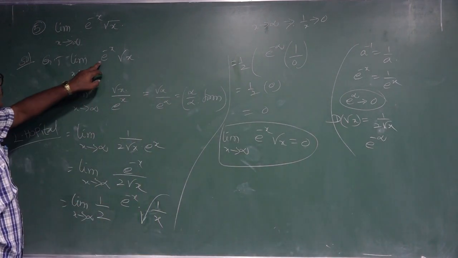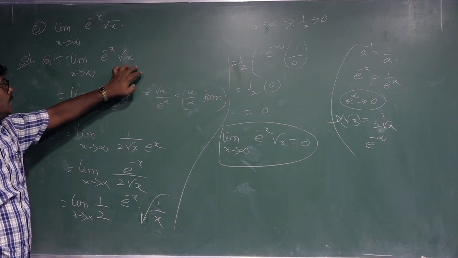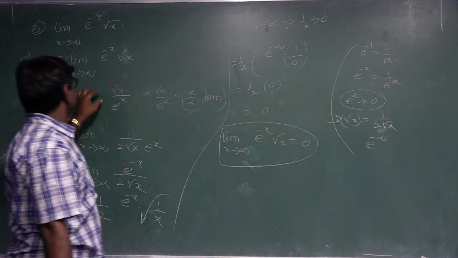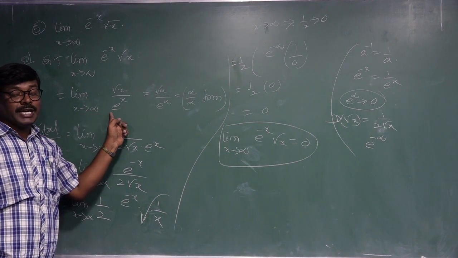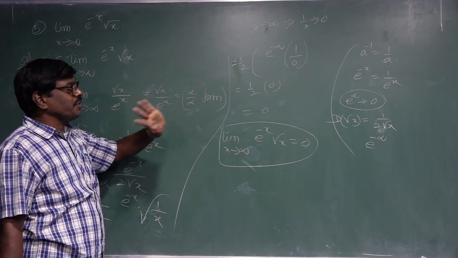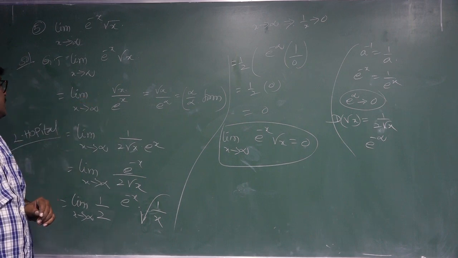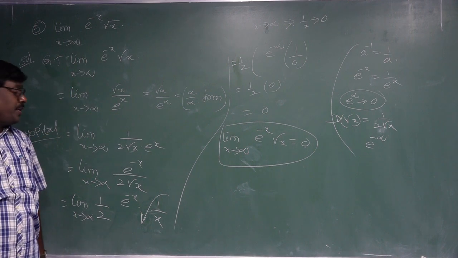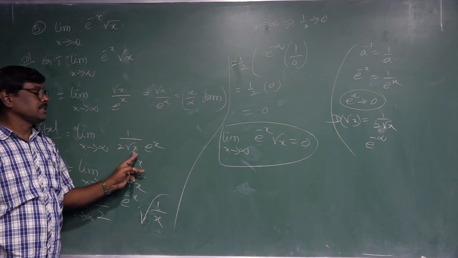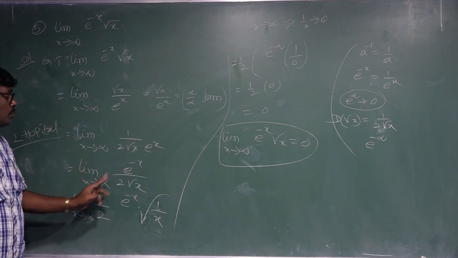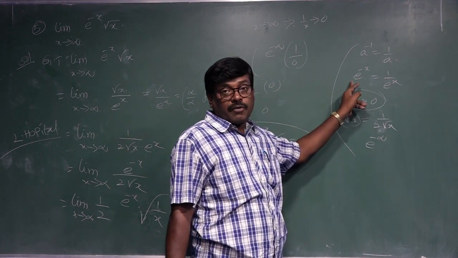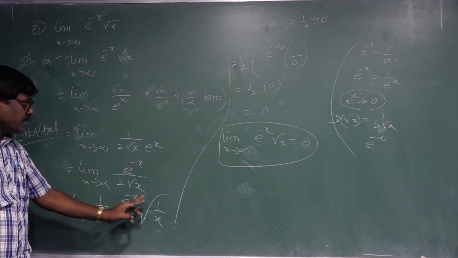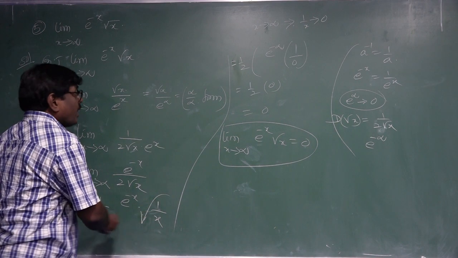Any notes? The limit as x tends to infinity of e^(−x)√x: e^(−x) equals 1/e^x, so it is √x/e^x. Directly substituting x equals infinity gives infinity by infinity form, an indeterminate form, so we use L'Hospital's rule. Differentiate the numerator and denominator separately: the derivative of √x is 1/√x, and the derivative of e^x is e^x. Writing 1/e^x as e^(−x), we get e^(−x)/(2√x). The constant is 1/2, and then we substitute.